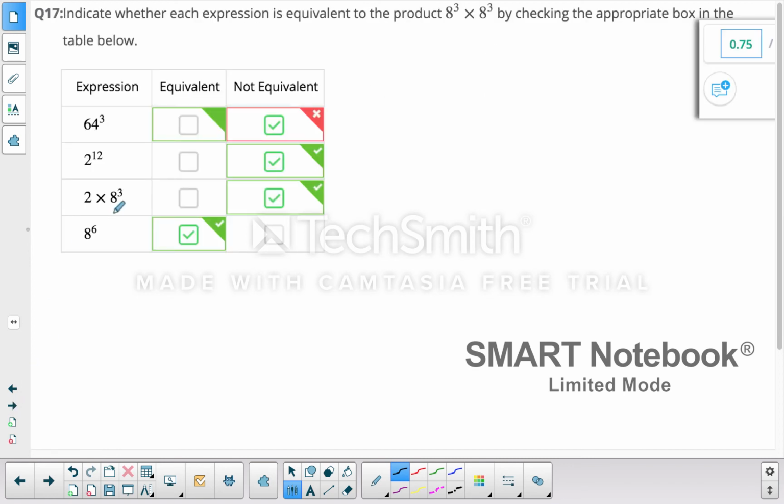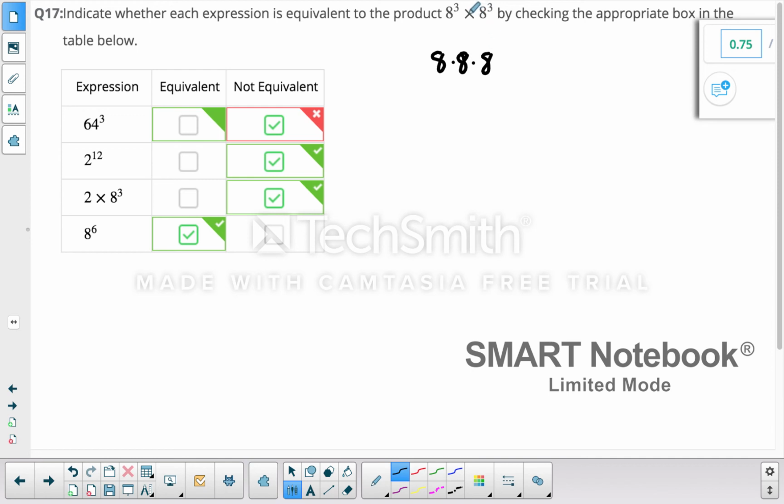Let's keep going here. All right, 8 cubed times 8 cubed. We've got to check the appropriate box. Let's see. This would be 8 to the 6th power, I think. Let's see, 8 cubed. That means 8 times 8, times 8. I almost wrote 8 times 3. I almost fell for the trap.